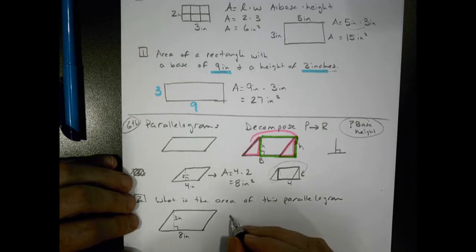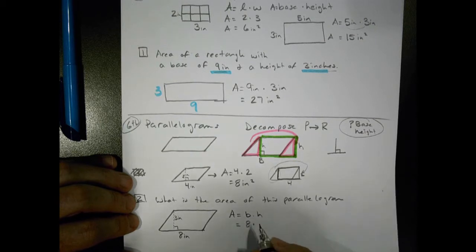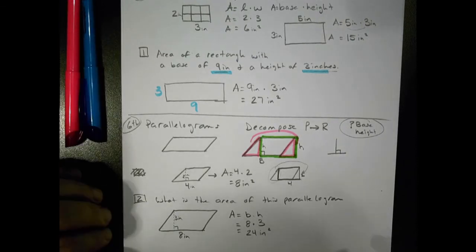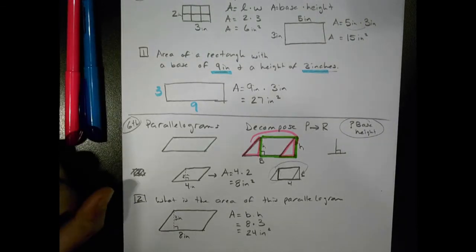Okay, so hopefully you did some work there. So our area equals, again, base times the height, and in this case our base was 8 inches and our height was 3 inches. 8 times 3 is 24, so our area is going to be 24 inches squared. Alright, so that's what we did in 6th grade as well.